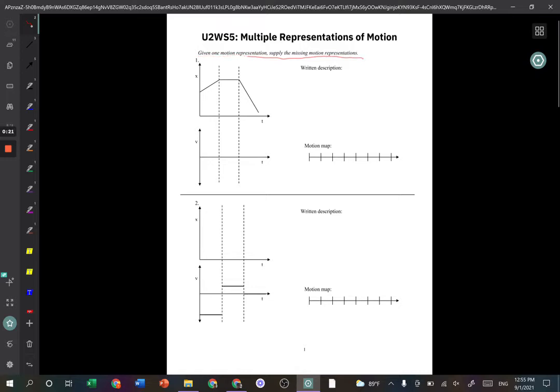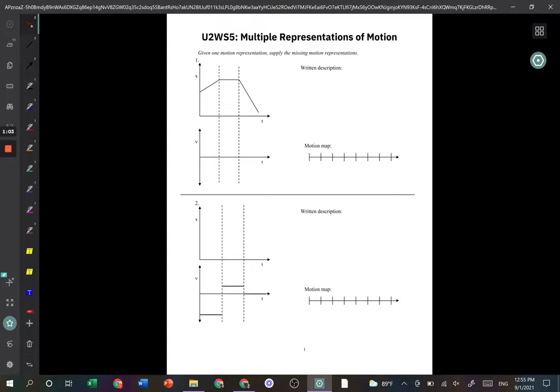In this class, we have talked about 4 different ways to represent motion. One way is with a position versus time graph. We also talked about representing motion with a velocity versus time graph. We've talked about representing motion by using written words as the written description. And we have also talked about how we can represent motion using a motion map. Each of these 8 problems will provide one way in which an object can be represented using one of our representations of motion. And then it is our job to fill in the other 3.